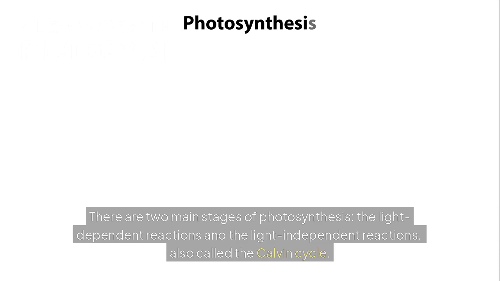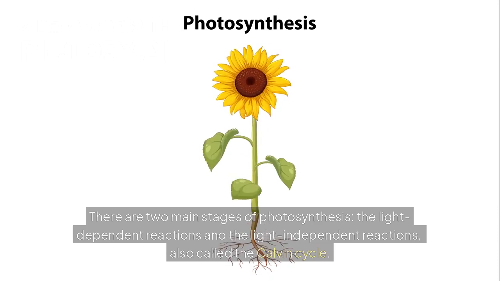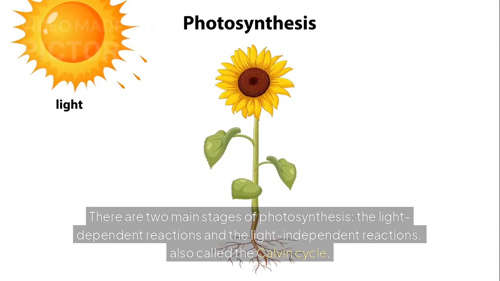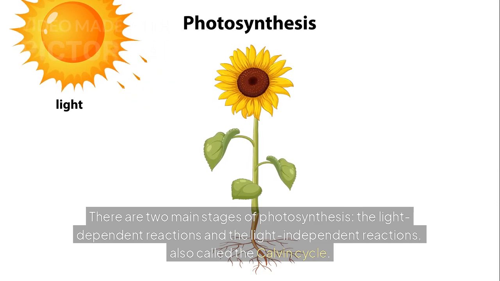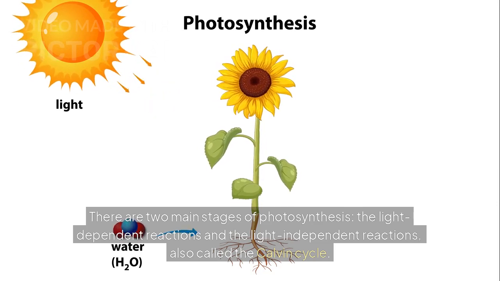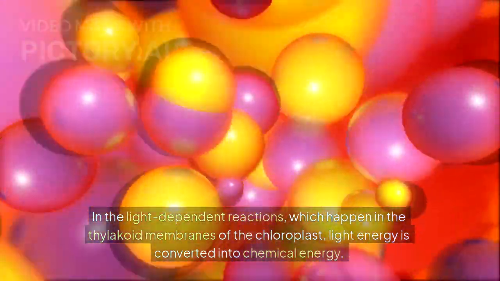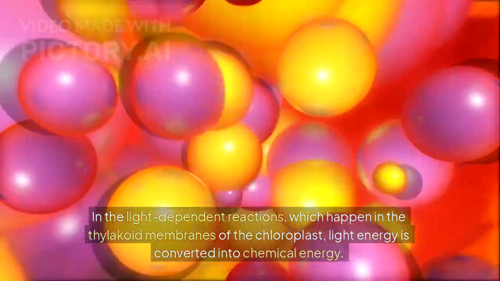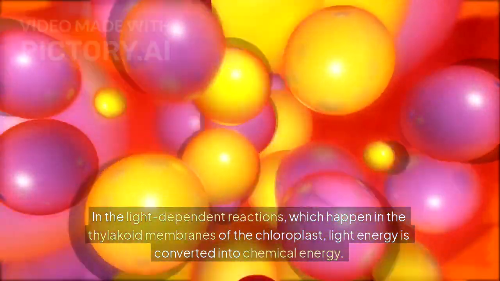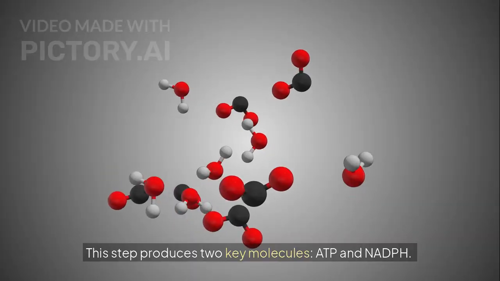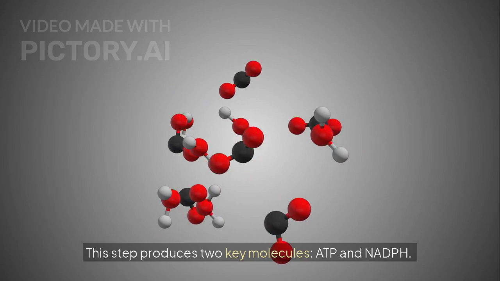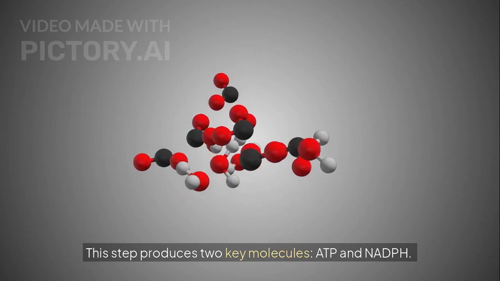There are two main stages of photosynthesis: the light-dependent reactions and the light-independent reactions, also called the Calvin cycle. In the light-dependent reactions, which happen in the thylakoid membranes of the chloroplast, light energy is converted into chemical energy. This step produces two key molecules, ATP and NADPH.